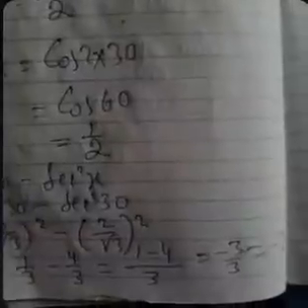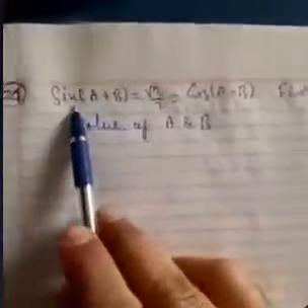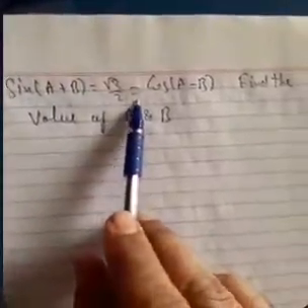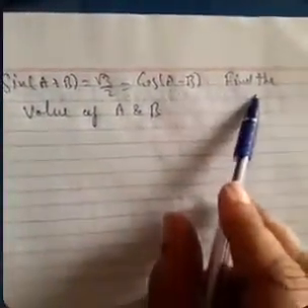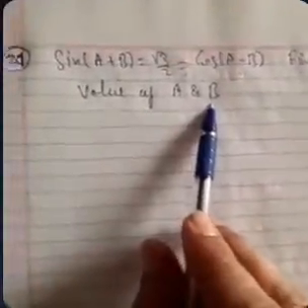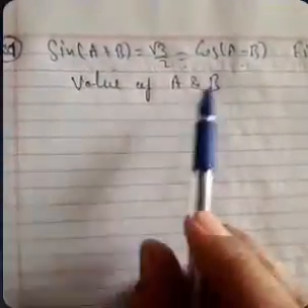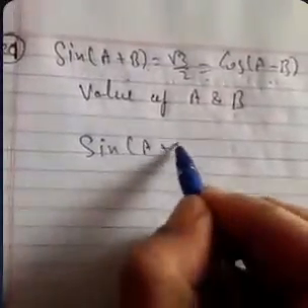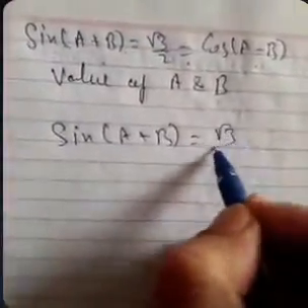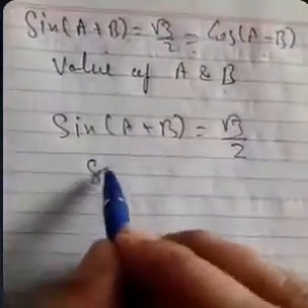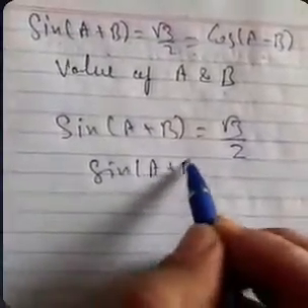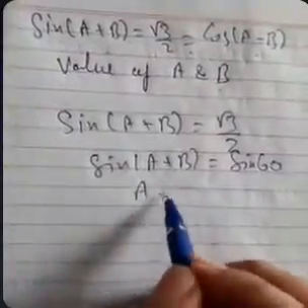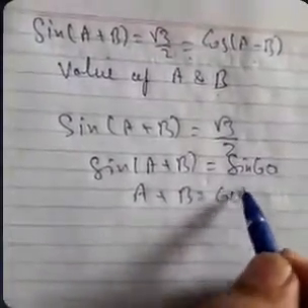Okay children. Now look at the question number 21. Sin a plus b is equal to root 3 by 2 is equal to cos a minus b. Find the value of a and b. Look at here. Sin a plus b is equal to root 3 upon 2. Now sin a plus b is equal to sin 60 degree. Value of a plus b is equal to 60 degree.